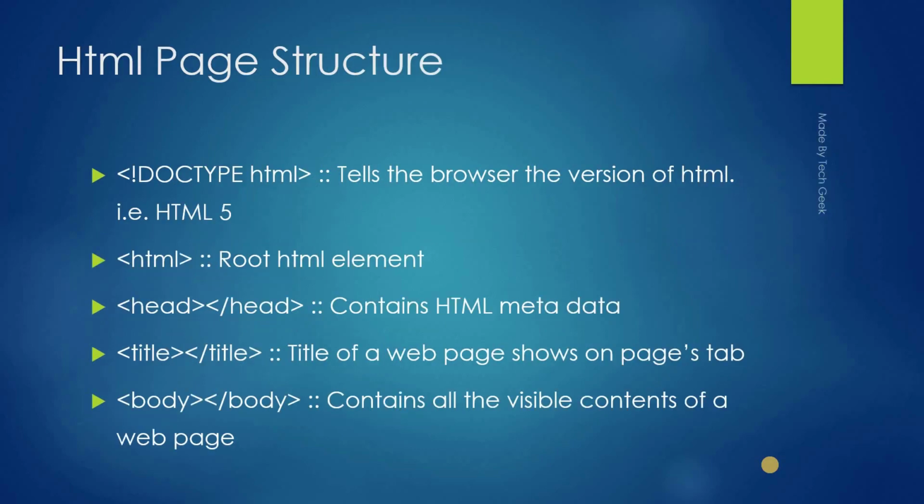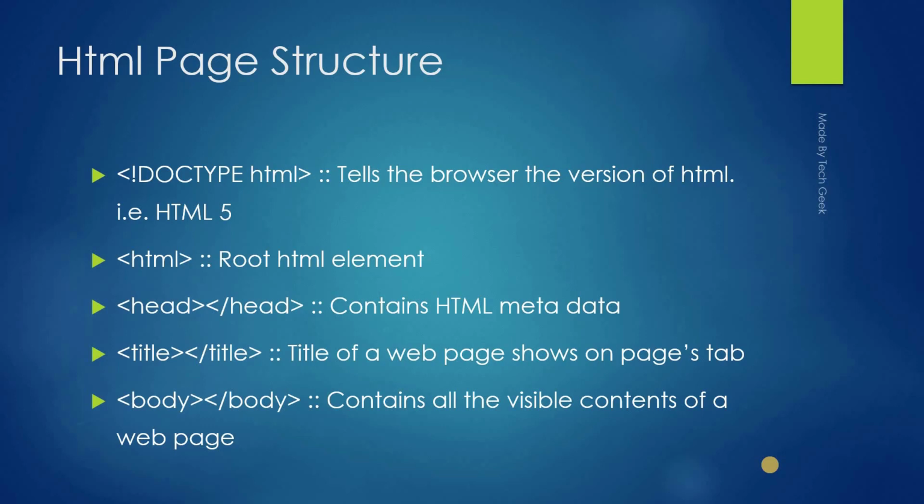Now we will see what a basic HTML page structure looks like. It is a default layout that in the start we will use doctype html. This tells the browser that the version of HTML used here is HTML5. Before HTML5 was invented, we were simply using HTML. So doctype html means that the version of HTML is the latest one, that is HTML5.